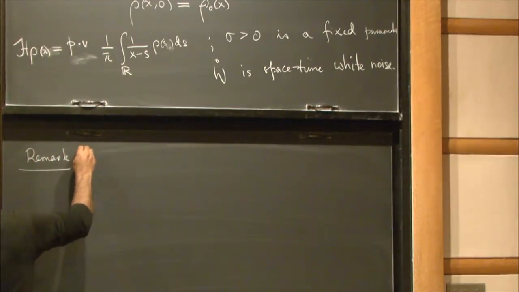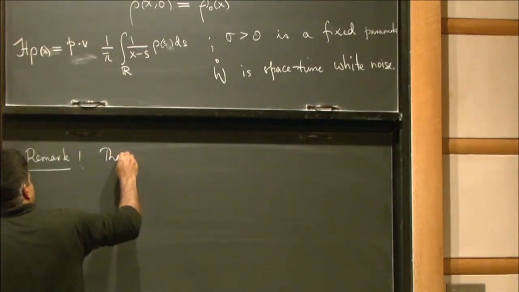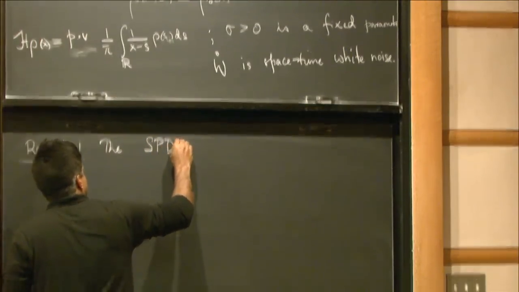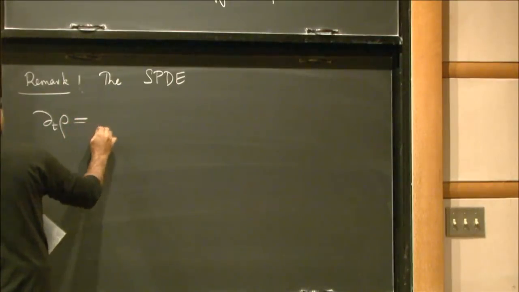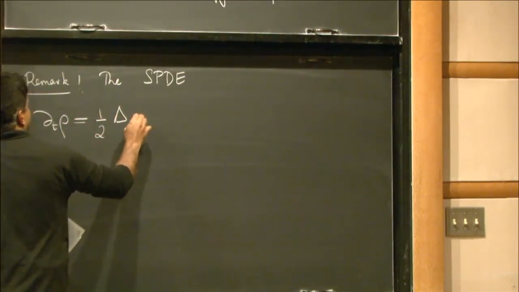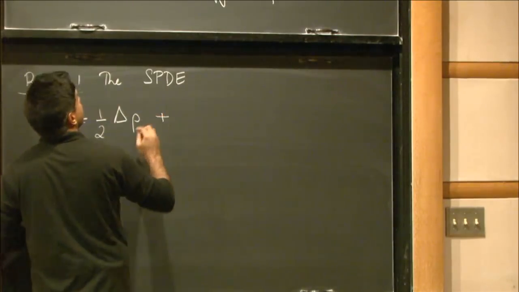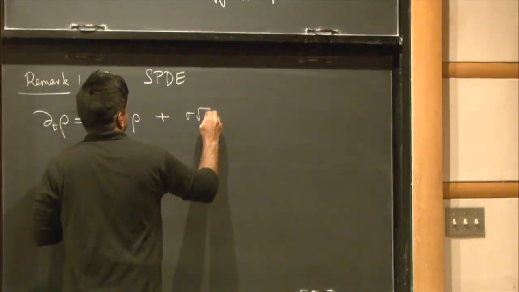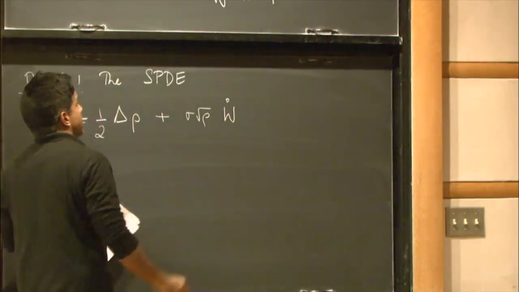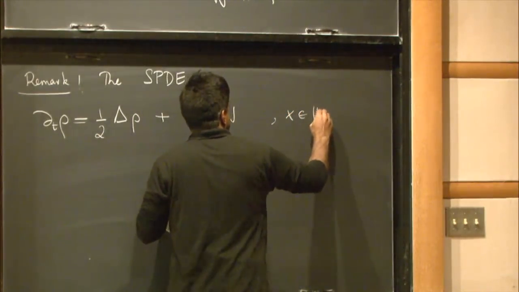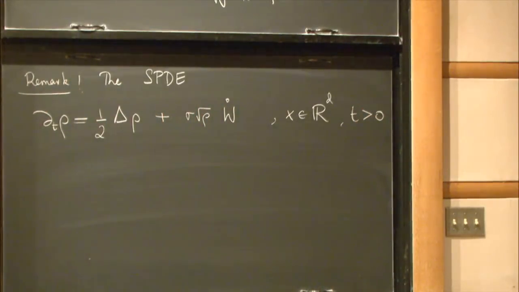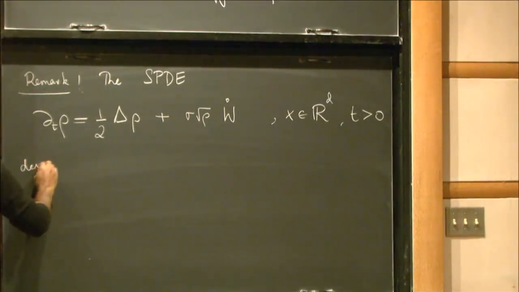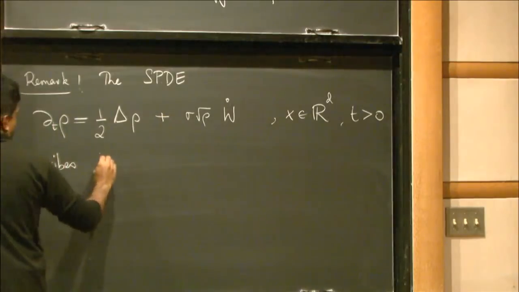So remark one is that the SPDE, d_t rho, let me write it out in the following way. I put a Laplacian of rho plus sigma squared rho w dot. So this could actually work for x in R^d. This SPDE goes back to the 1960s. It is called the Dawson-Watanabe.